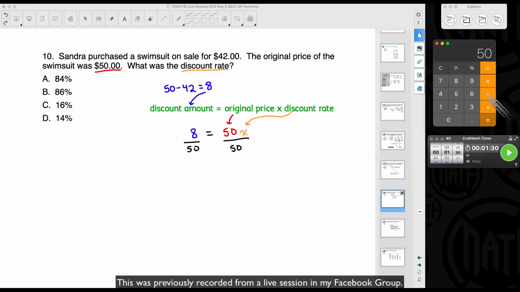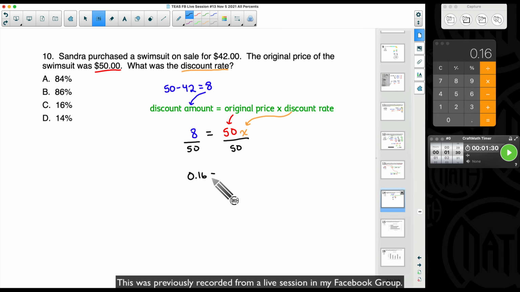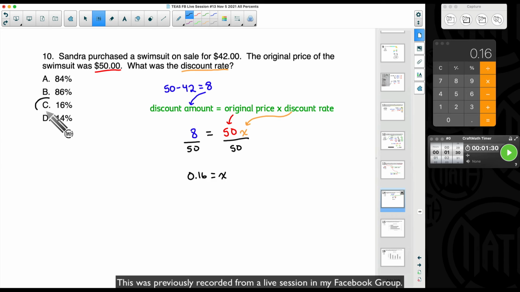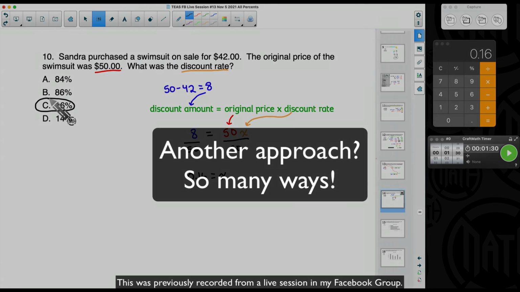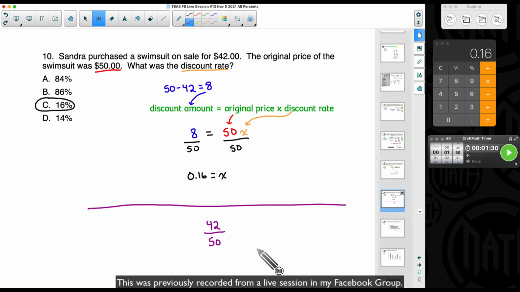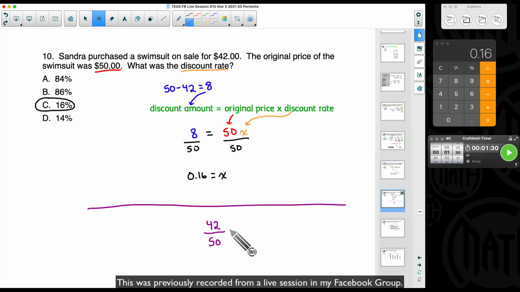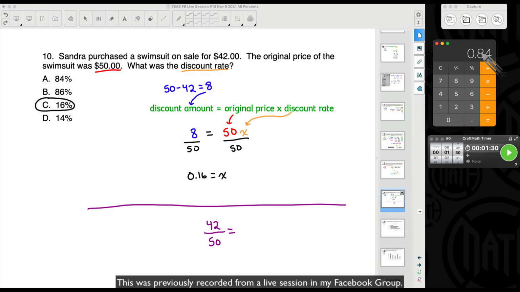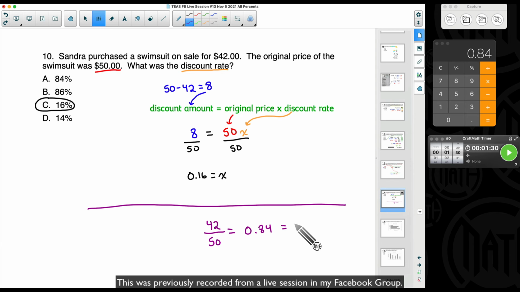8 divided by 50, and we get our decimal representation. We get 0.16 is equal to X, which is our discount rate. This is a decimal. Convert the decimal to a percent: 16% discount. If we take 42, the sale price, divided by the original price. So sale price divided by the original price, let's divide that. 42 divided by 50. This 84%, this 0.84, this actually represents the percentage that the customer will pay.